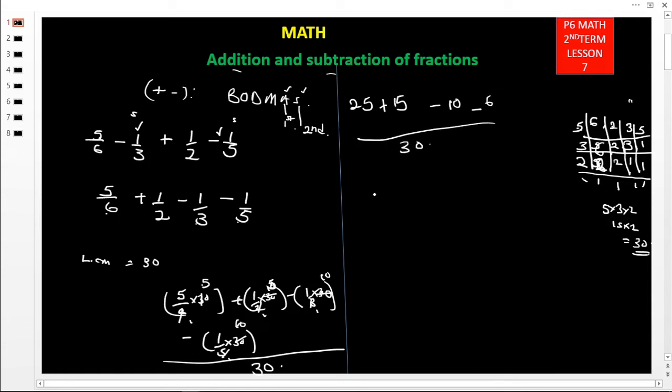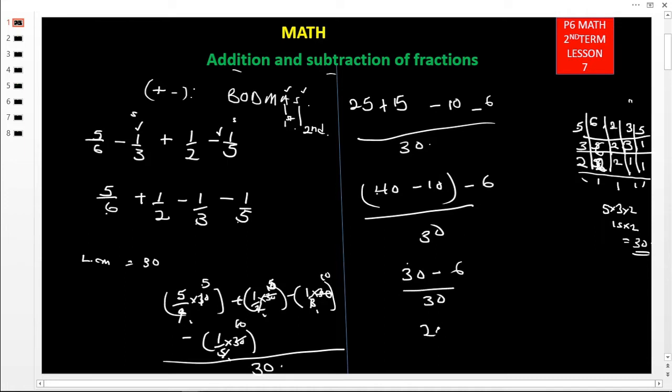So 25 plus 15, that is a 40. 40 minus 10, then minus a 6 all over a 30. So 40 minus 10, that is 30 minus our 6 here all over a 30. So 30 minus this one, we get 24 out of a 30.